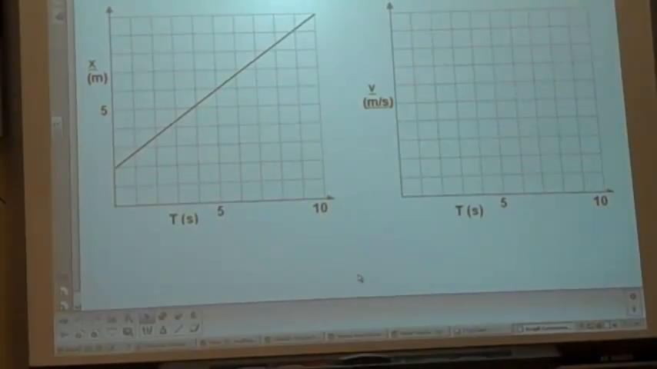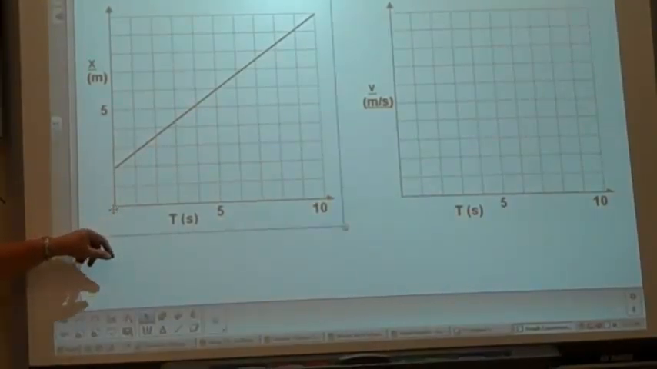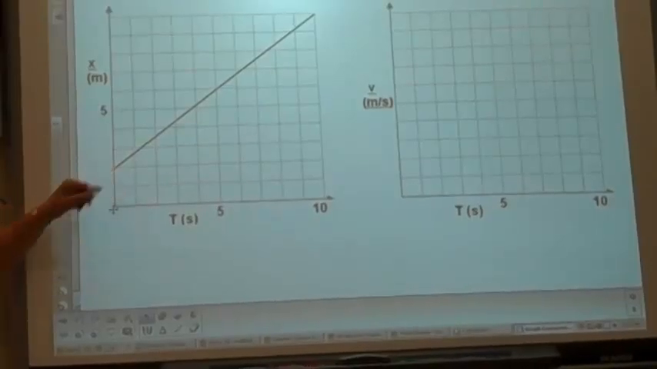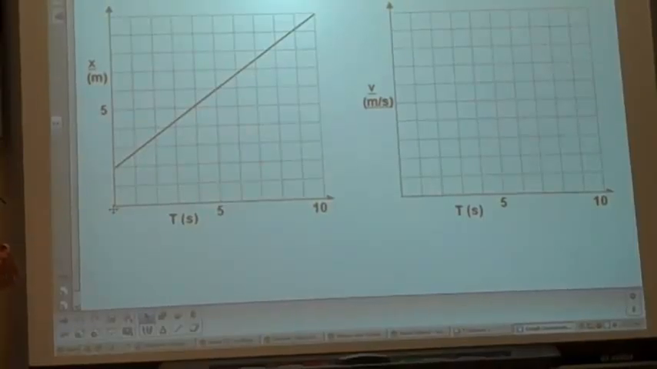Perfect. Another piece of information I can get from this graph: the starting position is at 2 meters. Here's my origin, here's my reference, but it starts here. So it starts at 2 meters. That's the second piece of information it gives us. So we know it's moving away from the origin, and we know it's starting at 2 meters.